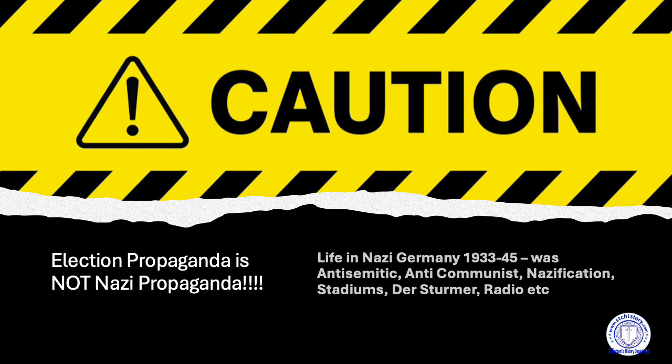So caution here, this is important that you hear this and note this. When we talk about propaganda in this sense to get Hitler elected, this is not the propaganda from life in Nazi Germany. So the propaganda from 1933 to 45 while the Nazis are in power, that is all of the stuff, the anti-Semitic stuff, the Der Stürmer newspaper, anti-communist stuff, the Nazification, the stadiums, the getting rid of jazz, the radio, the People's Radio, and all that stuff.